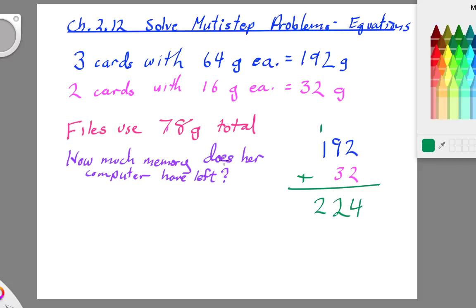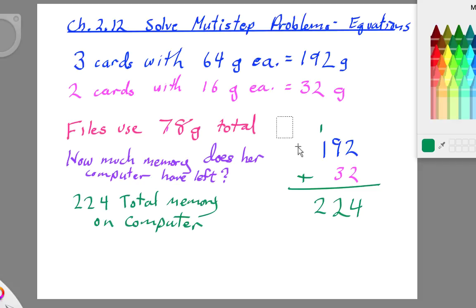All right, so I'm going to write this down over here. 224 total memory on computer. We have to keep track of our numbers, or we become forgetful and we make mistakes and we don't get good answers. Okay, so now we're down to a pretty simple problem.